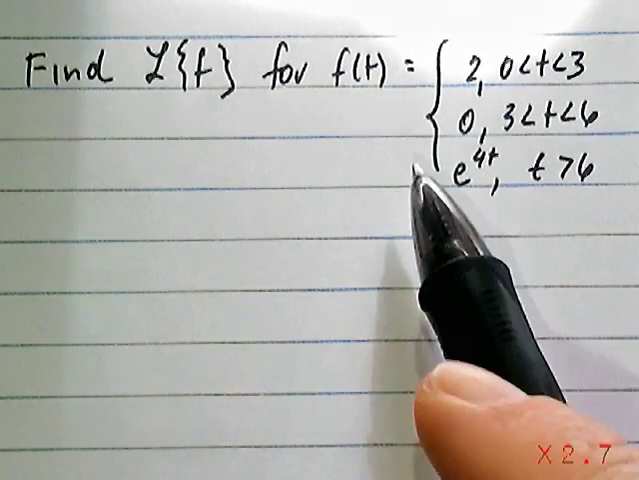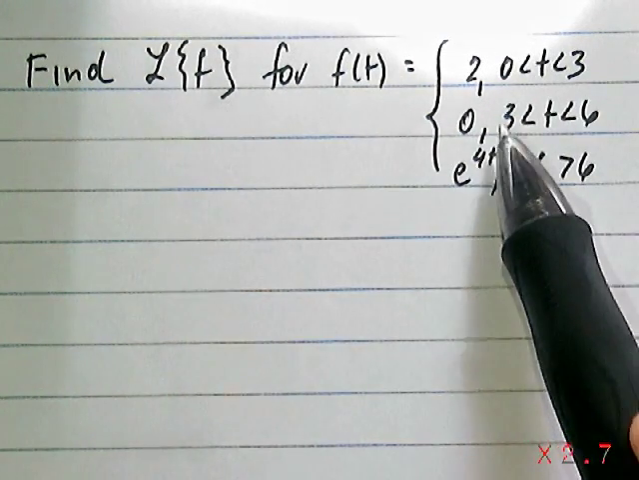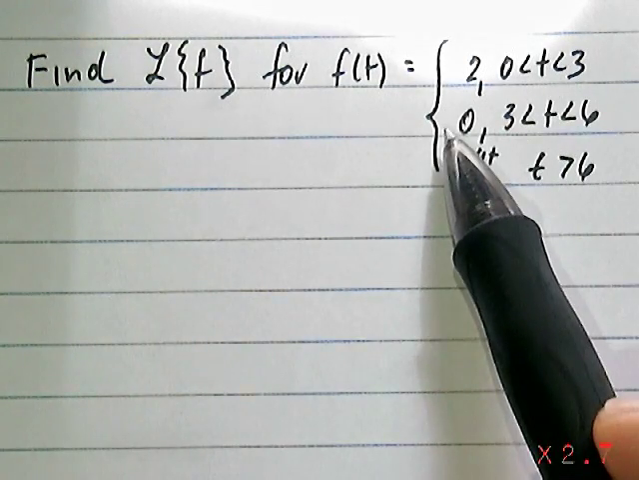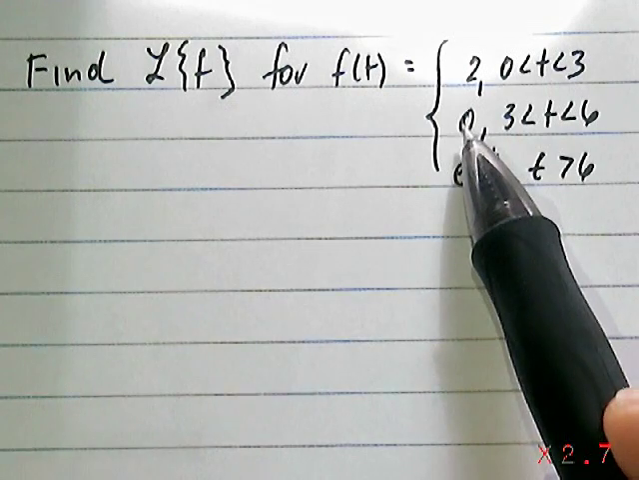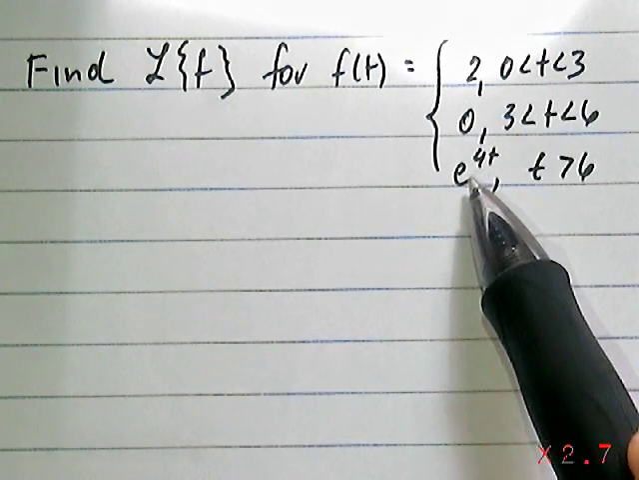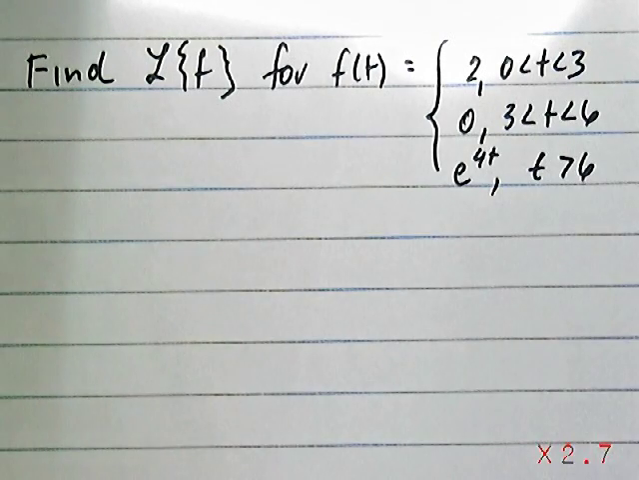So let's assume that f of t in this case has these three parts: the function f of t is 2 between 0 and 3, with a jump discontinuity at 3 becomes 0 between 3 and 6, and then another jump discontinuity becomes e to the 4t for t greater than 6.